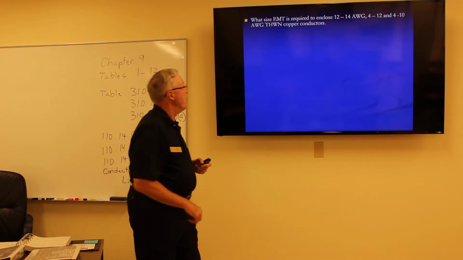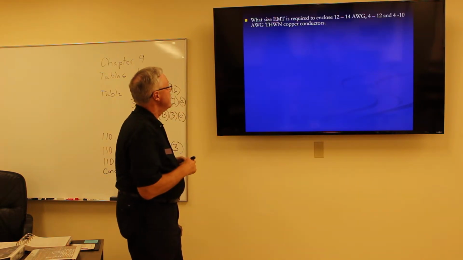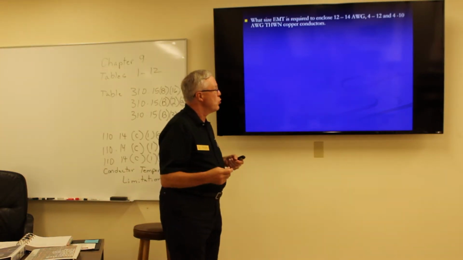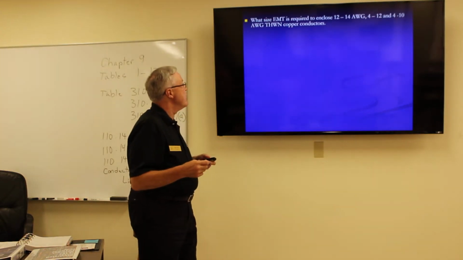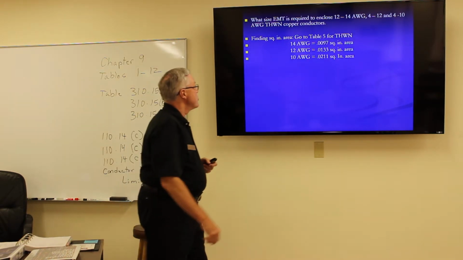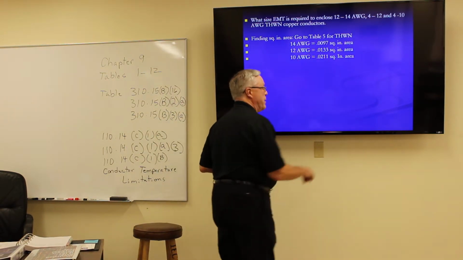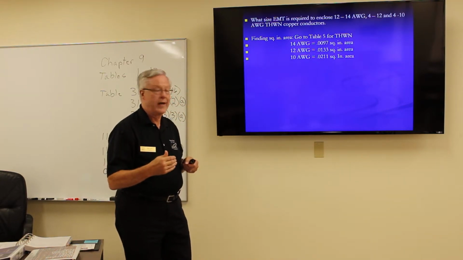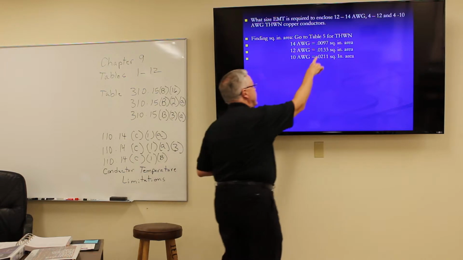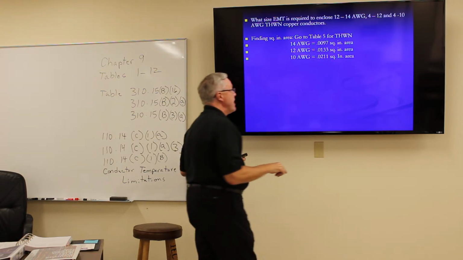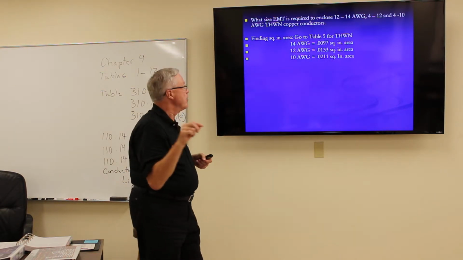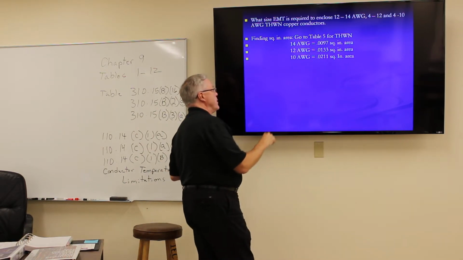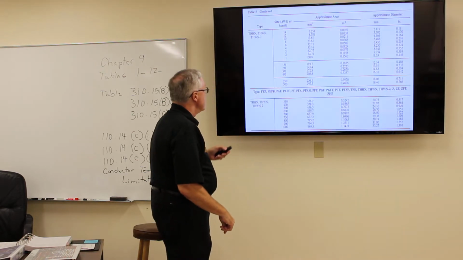Let's look at an example. What size EMT is required to enclose 12 number 14s, 4 number 12s, and 4 number 10 THW copper conductors? So the first thing we'll do is go to Table 5, which gives us the conductors' approximate area in square inches each one takes up. Number 14 takes up 0.0097 square inches for one conductor. Number 12 would be 0.133, and number 10 would be 0.021 square inches.